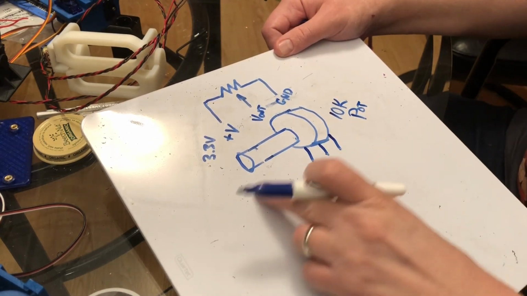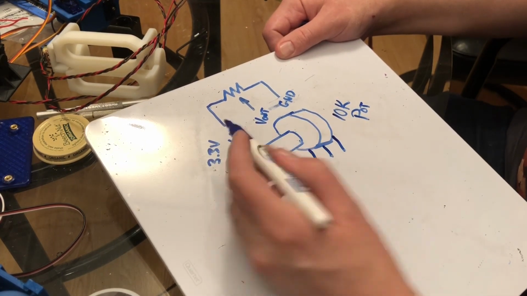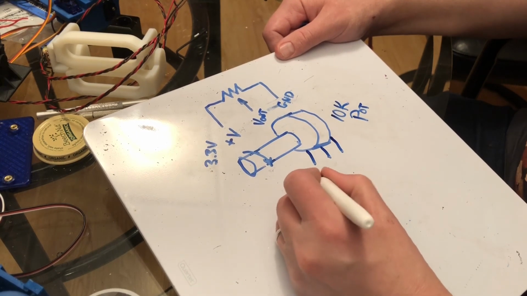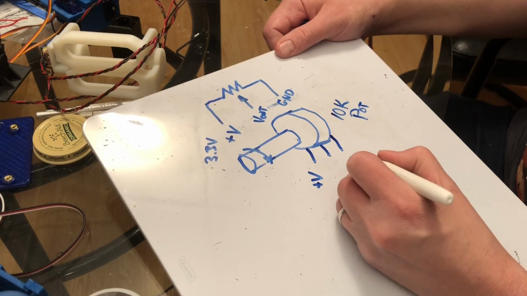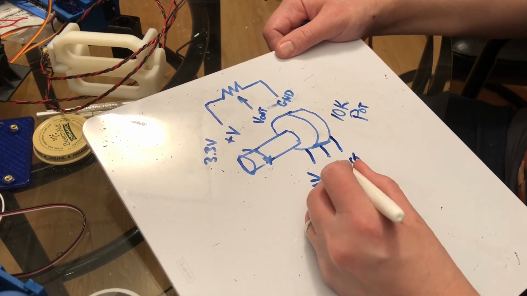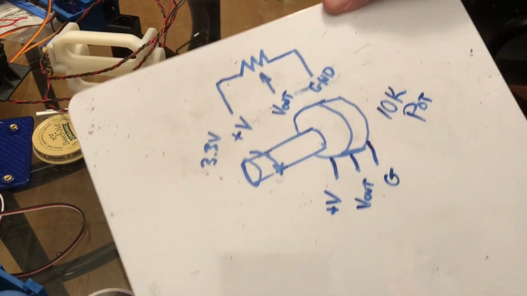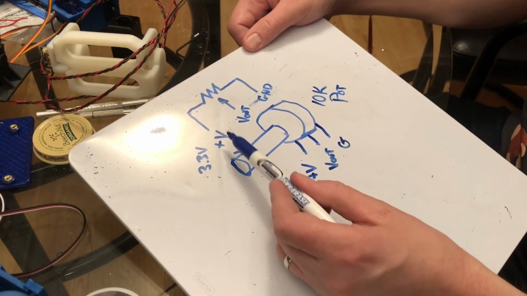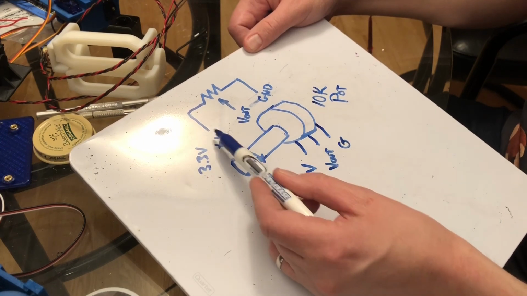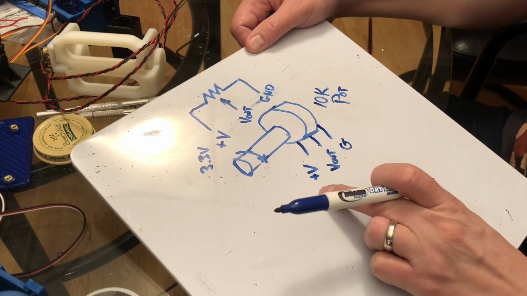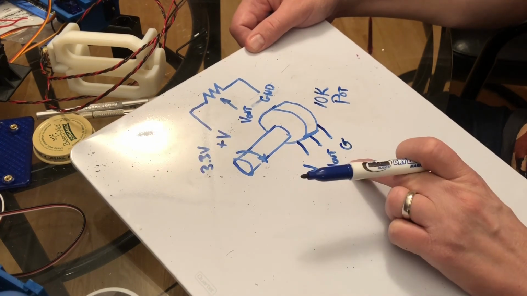So on your mechanical pot, you're going to turn this knob. One side's going to be your positive voltage, one side's going to be ground. The middle pin is always your V out. So what we're going to do is hook up the positive voltage, or the positive pin. It could be either outside pin. You could flip the ground and the plus V. It doesn't matter, as long as the middle one is V out.